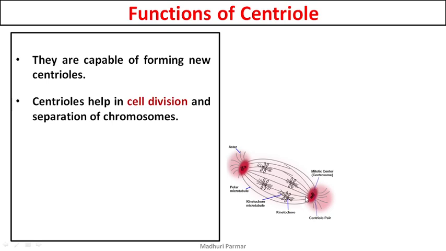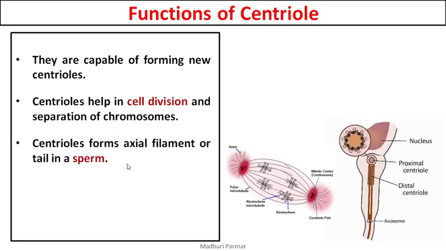As you can see here, these are the centrosomes or the centriole pair, right? The centriole pair is connected to these chromosomes through microfibers or microtubules or through spindle fibers. So these spindle fibers are attached to the chromosome and they will help in cell division and separation of the chromosomes. Then they form the axial filament or the tail in sperm.